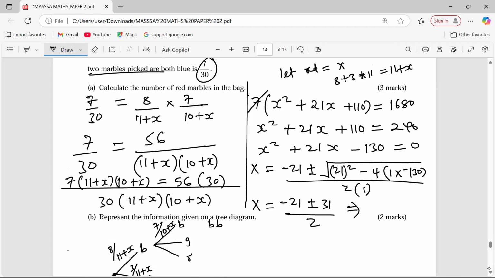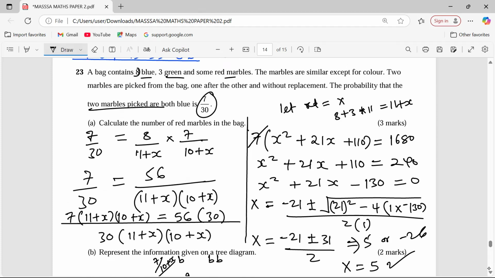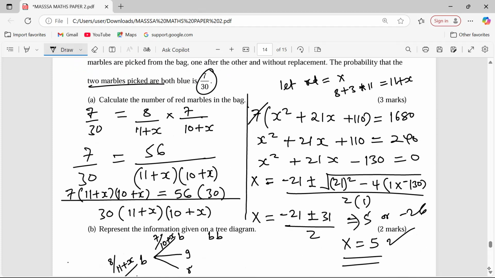The two values of x shall be, when we start with positive 31 minus 21, I'm getting 10 over 2, which is 5. Or I choose negative 31 minus 21. This gives us negative 52 over 2, which is negative 26. So the two possible values of x are negative 26 and 5. Being a number of marbles, we pick the positive value, which is x equals 5. Therefore, the number of red marbles is 5.